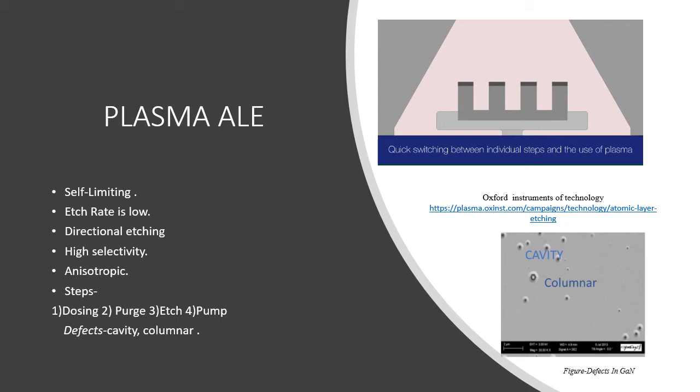Sometimes it might even lead to defects such as cavity or columnar defects. Cavity defects usually occur due to ion bombardment, whereas columnar defects occur in passivation of nanopipes present in the bulk material. The etch rate of plasma ALE is usually high.